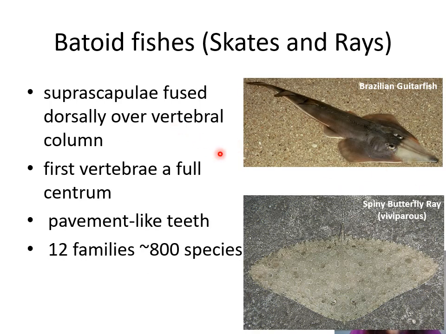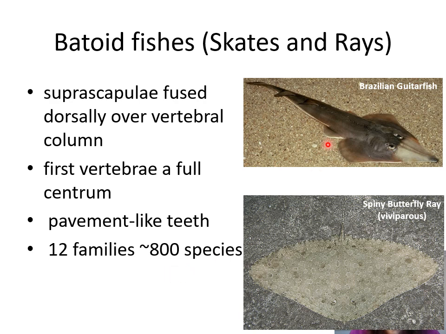Some more general characteristics for the batoid fishes. The suprascapula are fused dorsally with the vertebral column. Remember when we looked at the bone structure, the pelvic and pectoral girdles, how they're arranged differently in the skates and rays. The first vertebra in this case is going to be a full centrum. Their teeth are distinct. They're pavement-like teeth. Most of them are eating hard, crunchy things, so they have very strong teeth that are able to grind up that food. About 12 families, give or take 800 species.